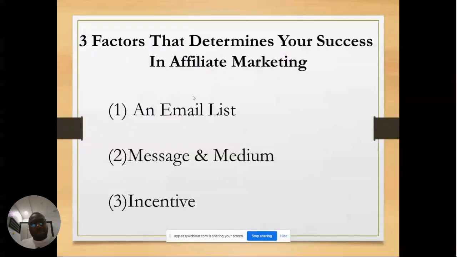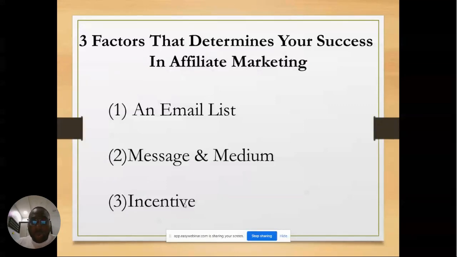So then the third factor that determines your success in affiliate marketing is incentive. What are incentives? Incentives are bonuses that you offer members of your list for them to buy the affiliate offer you are promoting through your link.